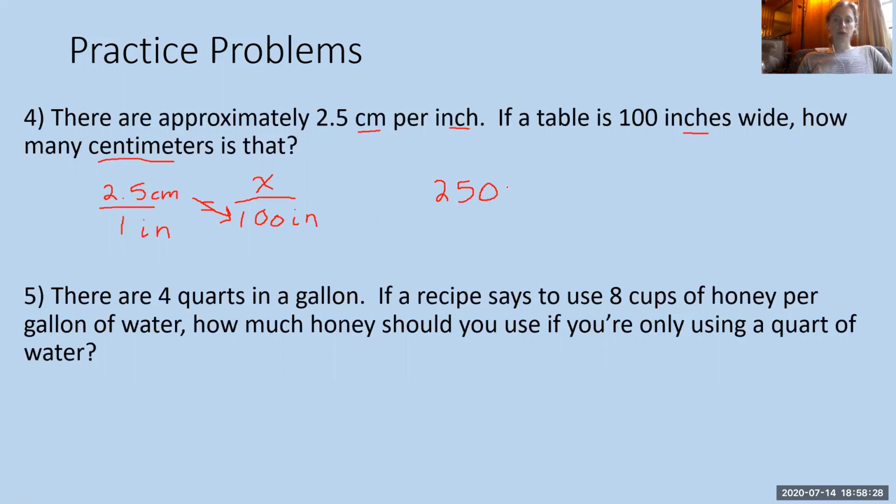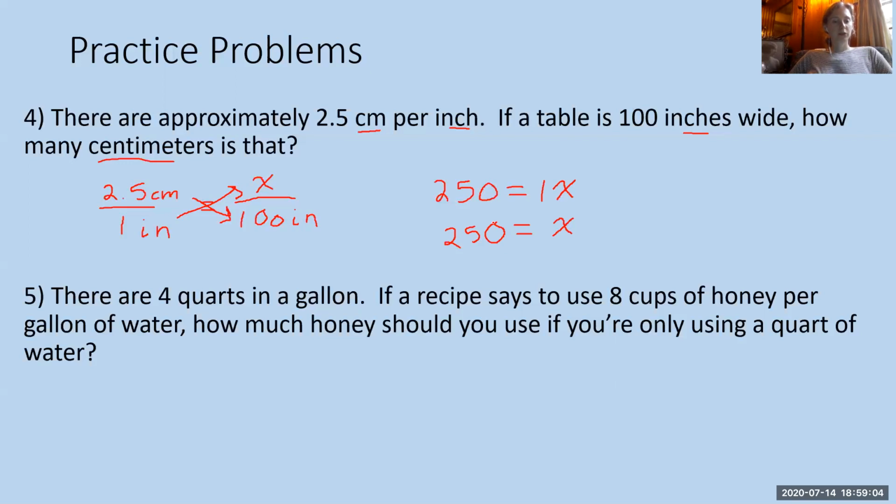And that should be equal to whatever we get when we do 1 times x. But as we saw in a previous example, 1 times something is just that something. So 1 times x is just x, and that means x is 250. So if you have a table that is 100 inches wide, that's the same thing as saying your table is about 250 centimeters wide.